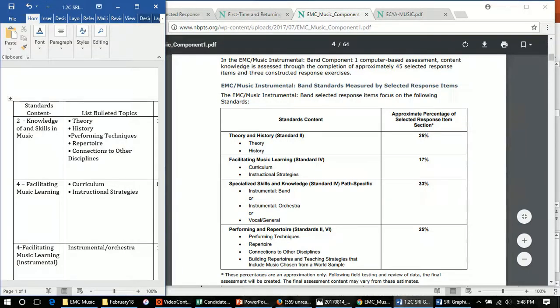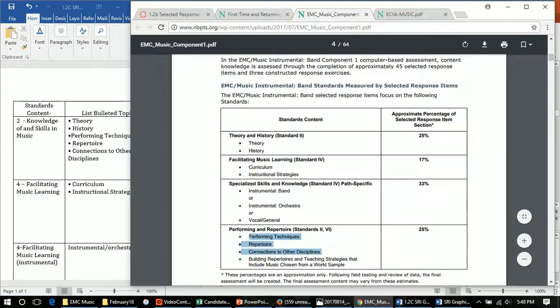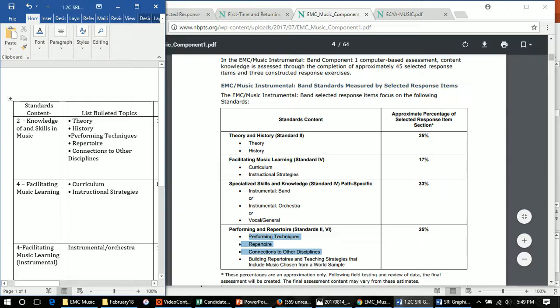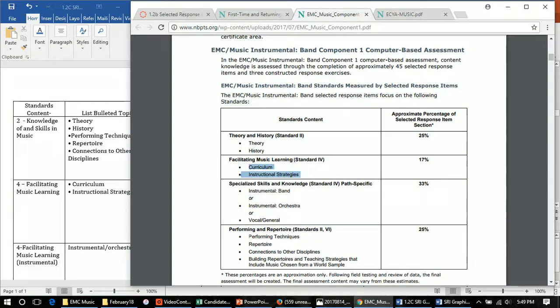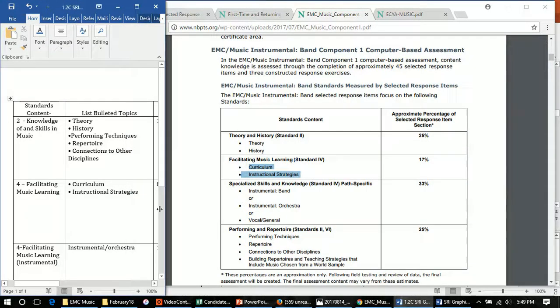I know for standard 2, I'm going to be tested on performing techniques, repertoire, and connections to other disciplines. So I put that here in the listed bulleted topics. For standard 4, I know I'm going to be tested on curriculum and instructional strategies. They're right here. So I put them over here in the list of bulleted topics.